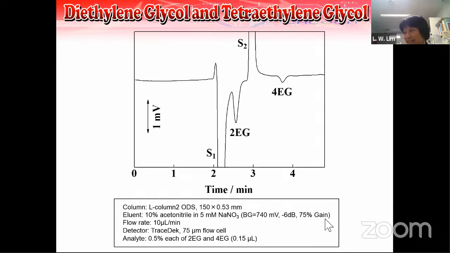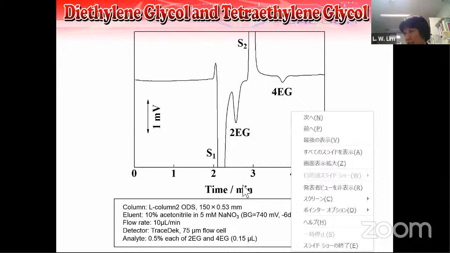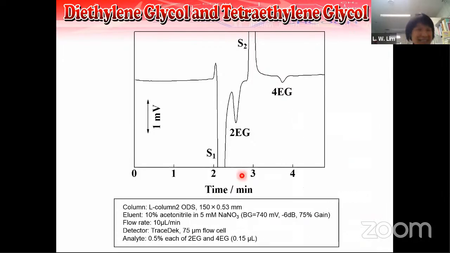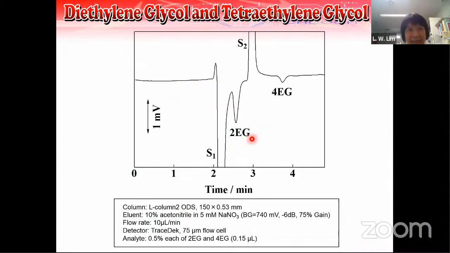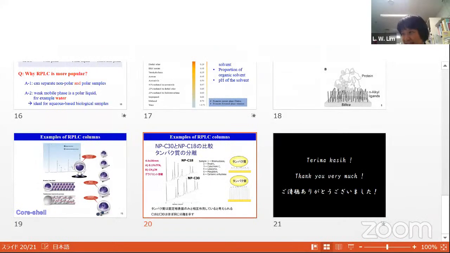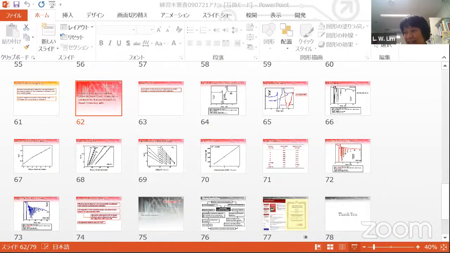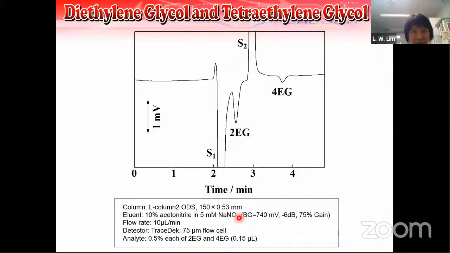So for example, this is the example that we use to detect a polymer like ethylene glycol. Ethylene glycol can have so many different types of molecular weight, but the thing is that ethylene glycol does not have a UV absorbance. So you can see here, ethylene glycol will come out as a negative peak because we use something like sodium nitrate here, which has a high UV.